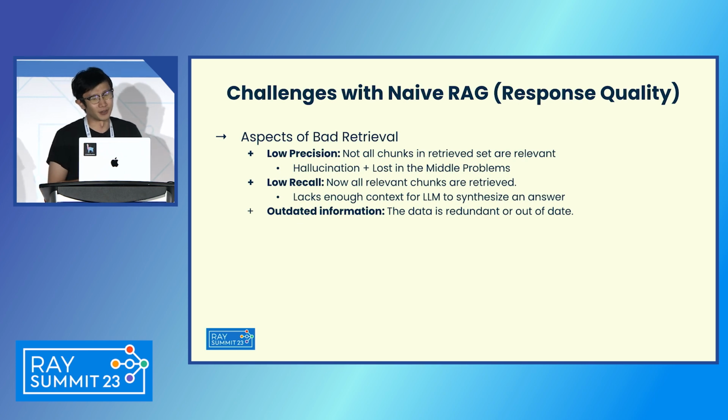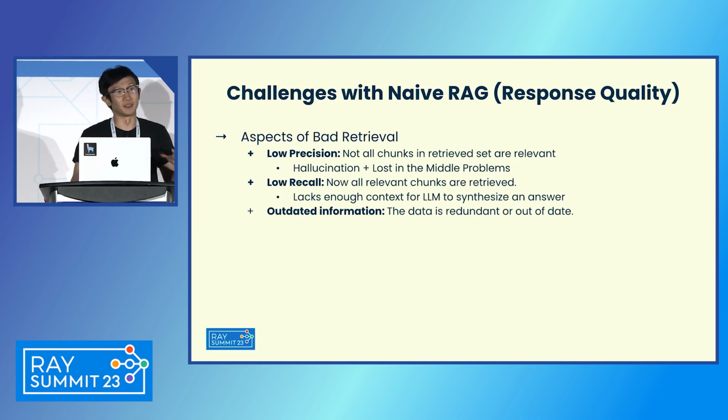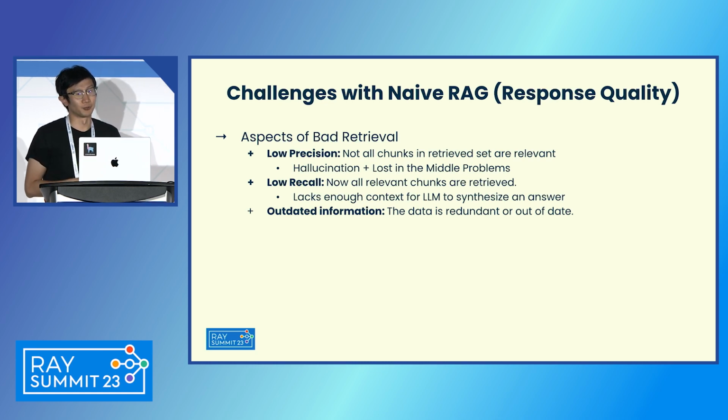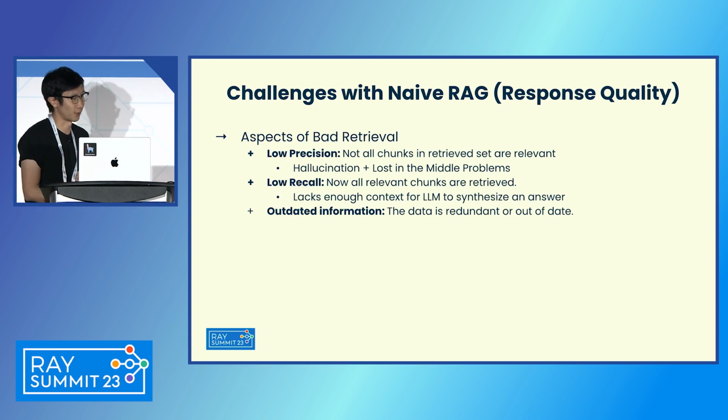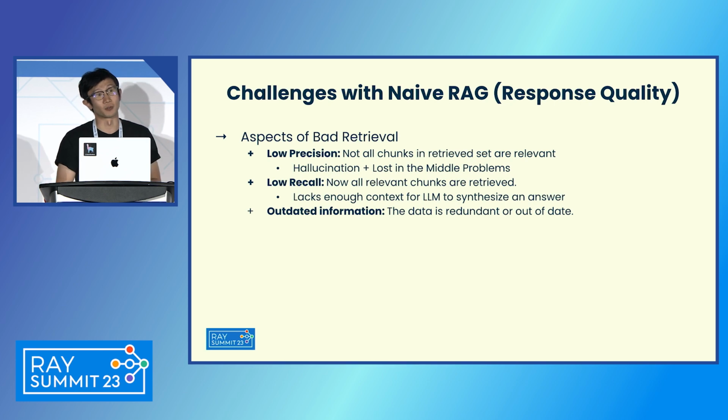It can mean a few different things. One is low precision. So not all the chunks in the retrieved set are actually relevant. I mean, some of them might be relevant, but not all of them are. And what this means is you have a bunch of irrelevant context you're feeding into the language model, which is ripe for hallucination, synthesizing stuff that's not actually relevant to your question, and also getting into lost in the middle problems, where the longer the context is, counterintuitively, the language model actually has a harder time picking out the relevant piece of information in the middle.